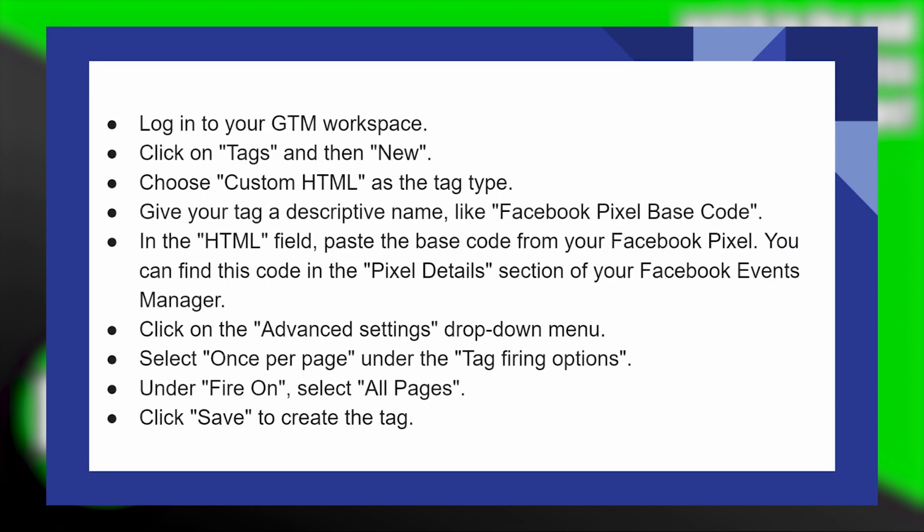Give your tag a descriptive name, like Facebook Pixel base code. After that, in the HTML field, paste the base code from your Facebook pixel. You can find this code in the Pixel Details section of your Facebook Events Manager.